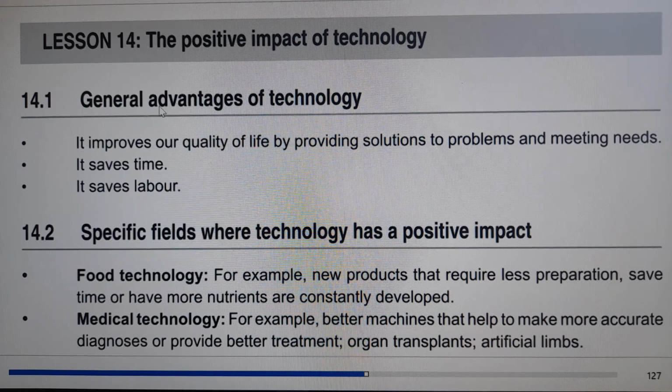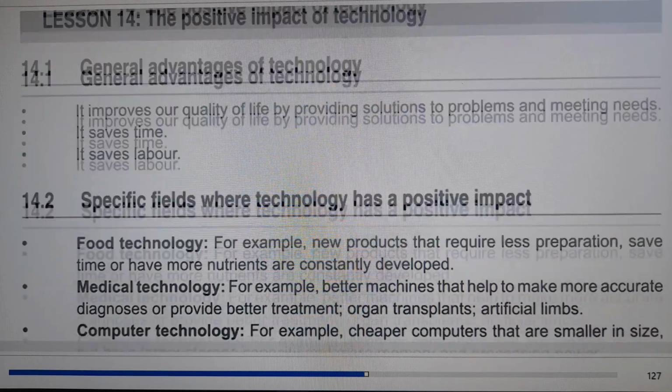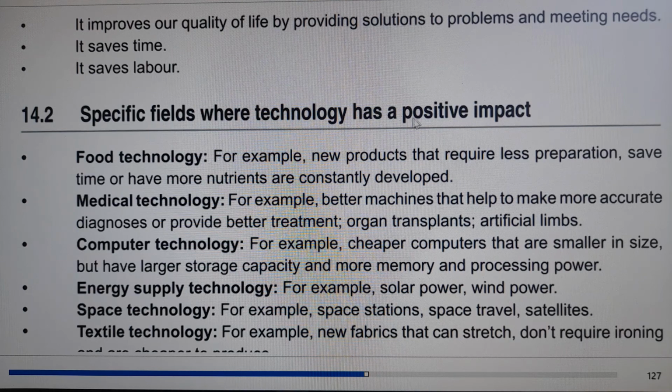So one advantage of technology is that it improves the quality of life by providing solutions to problems and meeting needs. Number two, technology saves time. Number three, technology saves labor. So you need to know these three advantages of technology as they are. And what are the specific fields where technology has a positive impact? Let's look into this.